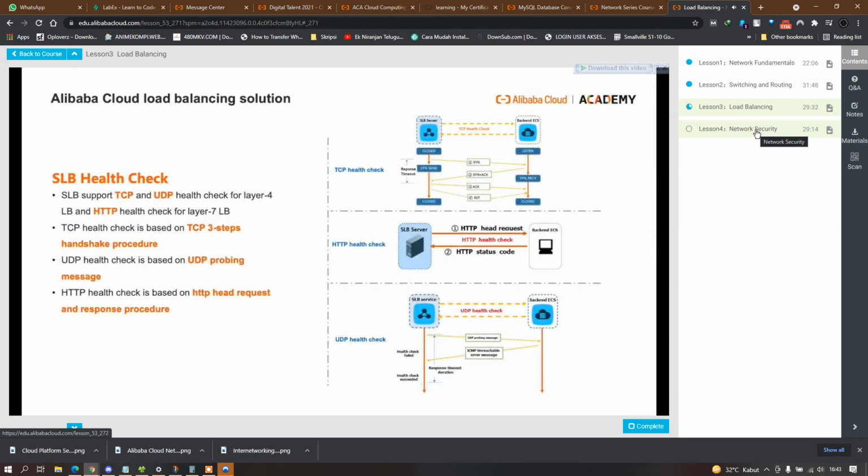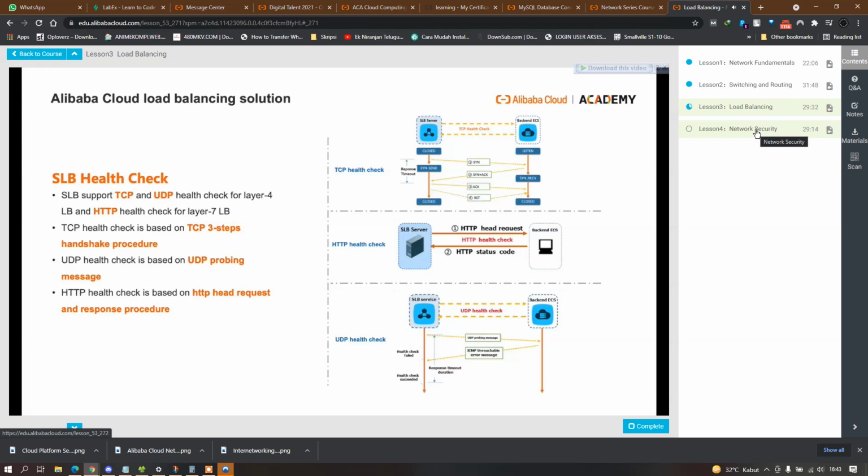Okay, so from the previous slides, we have known that the health checking feature is a very important feature for load balancing. And in the SLB part, we will learn how the SLB does health checking. Here we can say that the SLB supports TCP and UDP health checking for layer 4 and HTTP health checking for layer 7. So these are the supported health checking modes for SLB.